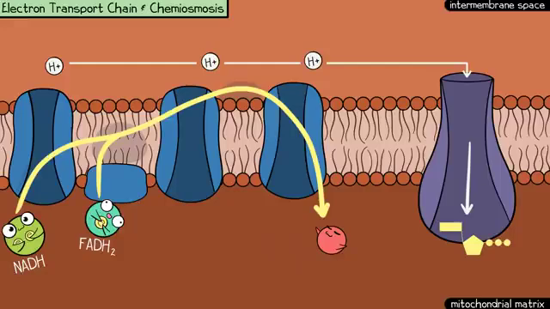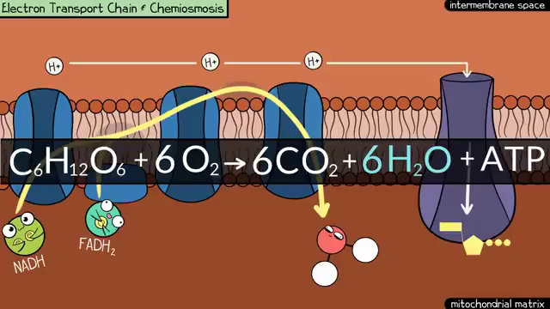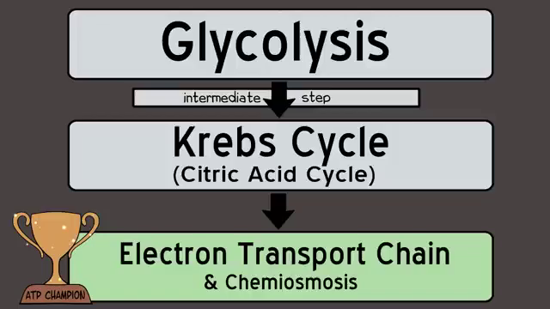Oxygen is the final acceptor of the electrons. When oxygen combines with 2 hydrogens, you get H2O, water. If you remember from our equation, water is a listed product. Now, the electron transport chain and chemiosmosis step makes a lot more ATP compared to the other 2 previous steps.